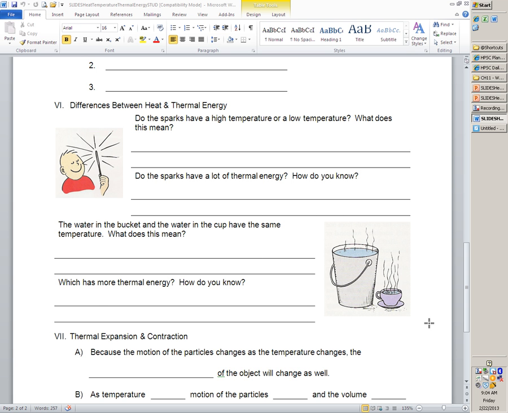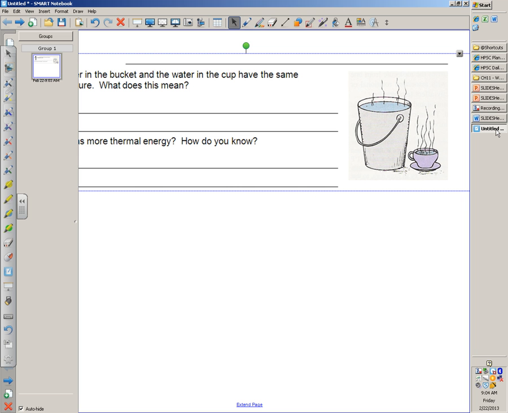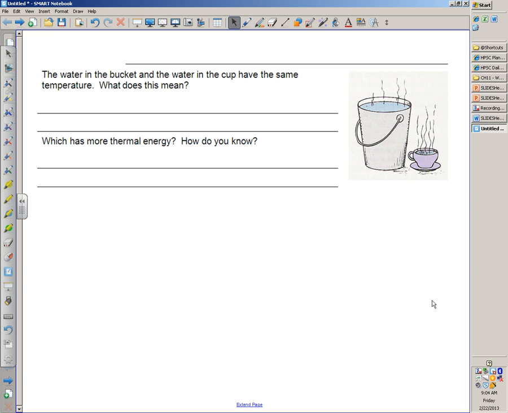All right. According to your outline, it says even though the picture may not look like it, assume that the water in the bucket and the water in the cup have the same temperature. So if they have the same temperature, what does that mean? Beaver? They have the same amount of kinetic energy. I'll give you that. Meaning, what about their motion? They're the same speed. So if the water in the bucket and the water in the cup have the same temperature, their particles move the same speed.